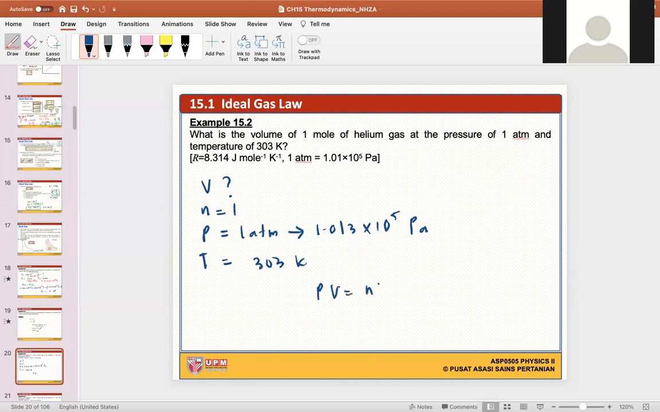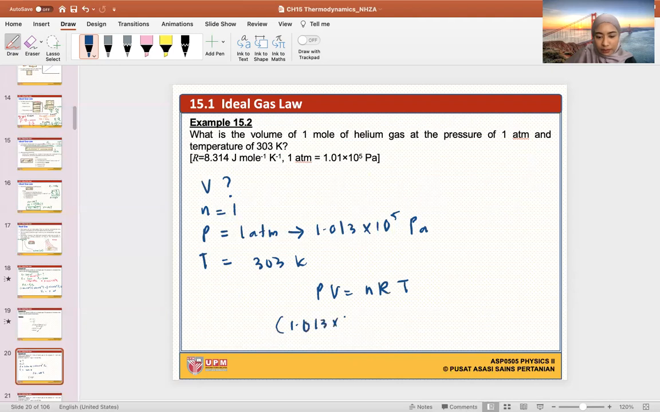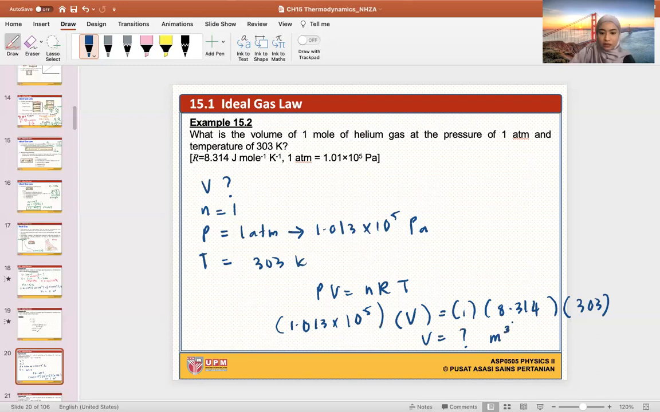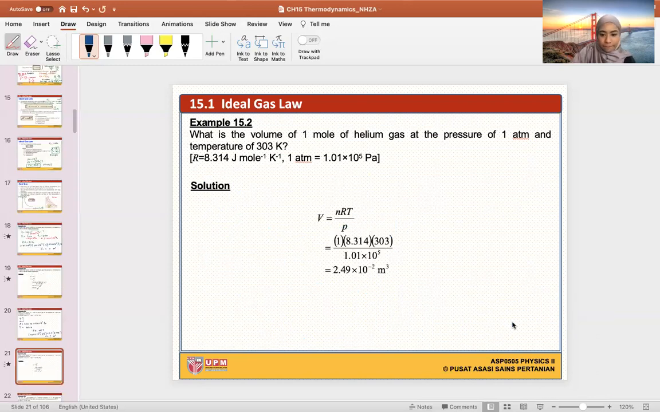So let's try. PV equals nRT. P is 1.013 times 10 to the 5. V, we don't know. n is 1. R is 8.314 joules per mole per K. And T is 303. So V should be in meter cube. Let's see the solution. Okay, so this is how you do it. So the equation that we use is correct. PV equals nRT.